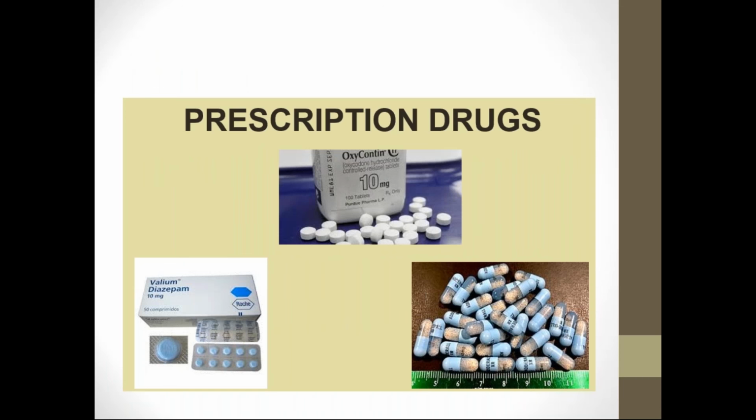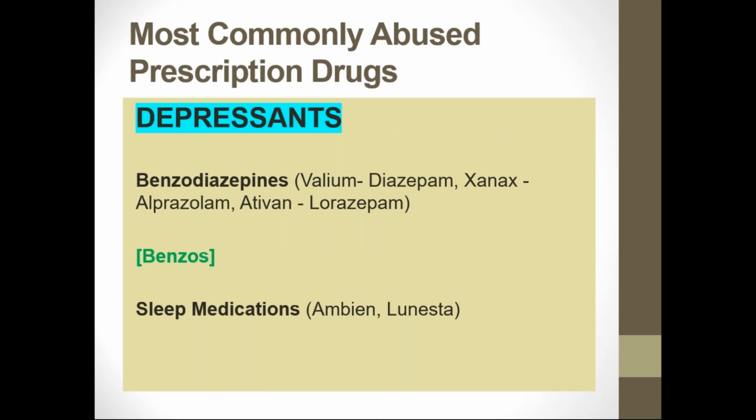I'll talk about prescription drugs. Like I said, a lot of people are in chemical dependency programs because they have an addiction problem with prescription drugs. And there are three main categories. We have depressants, and here we will have benzodiazepines. These are medications that people are prescribed for anxiety most of the time, and also sleep medications. And a lot of times in chemical dependency, you would hear people referring to benzodiazepines as benzos.